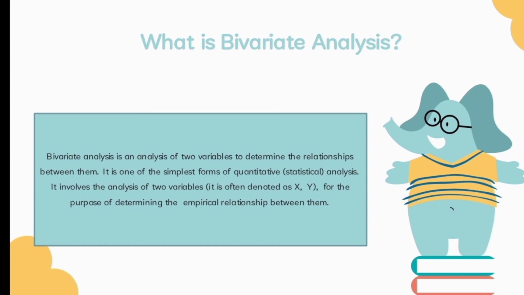What is Bivariate Analysis? Bivariate Analysis is an analysis of two variables to determine the relationship between them. It is one of the simple forms of quantitative or statistical analysis. It involves the analysis of two variables. It is often denoted as X and Y, for the purpose of determining the empirical relationship between them.